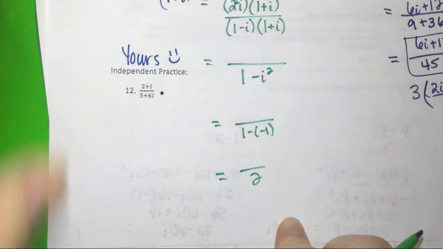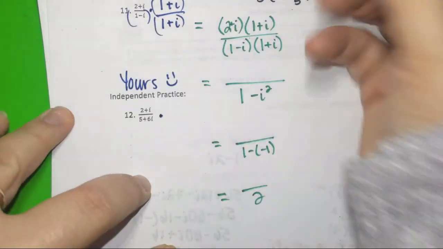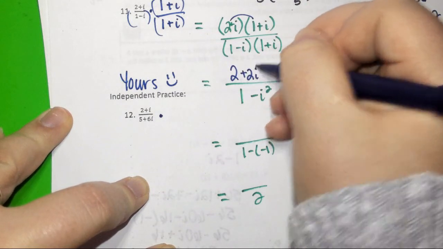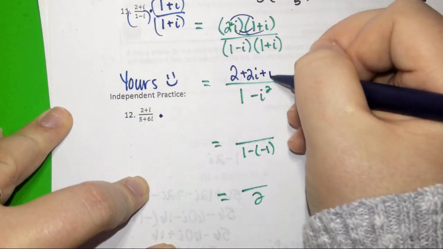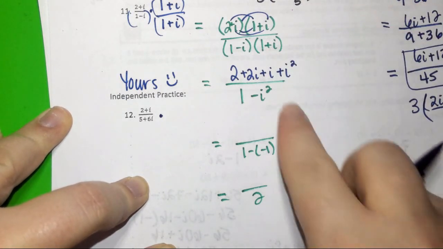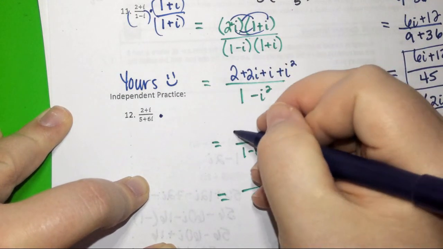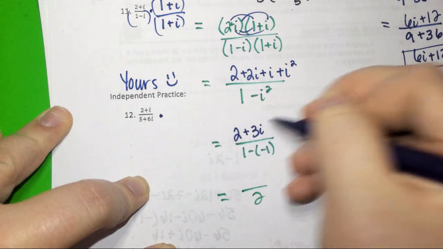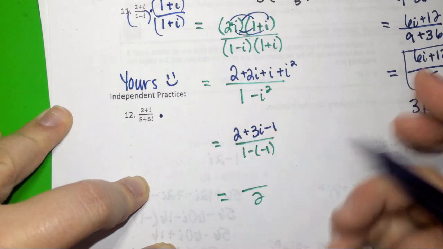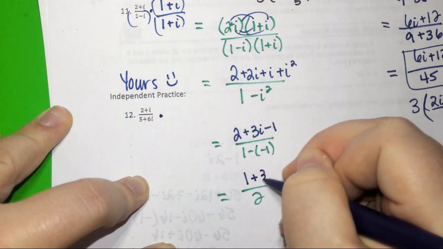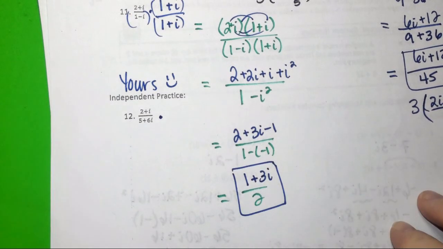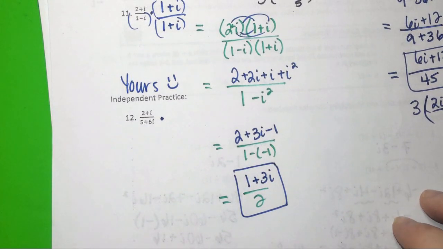Now to deal with that numerator, we need to FOIL it out. So first we've got 2, outer plus 2i, inner plus i, and last plus i squared. We combine those two like terms, so we've got 2 plus 3i, but hey, I know i squared is really negative 1. 2 minus 1 is 1, so my final answer is 1 plus 3i divided by 2. That's about as hard as it gets with complex numbers.